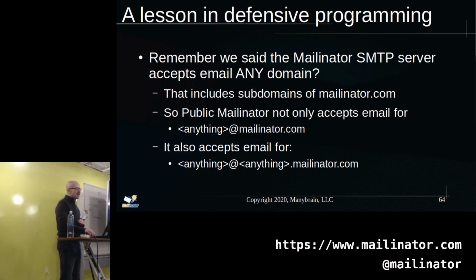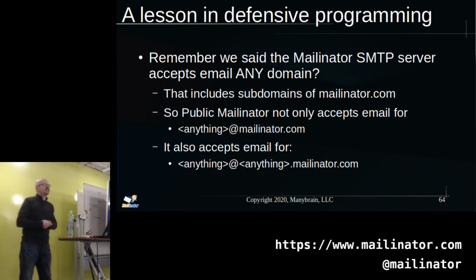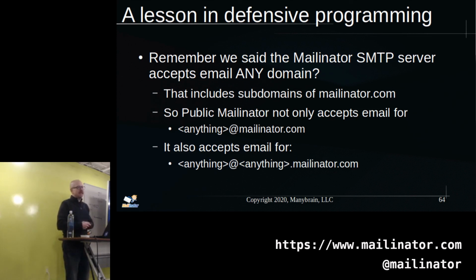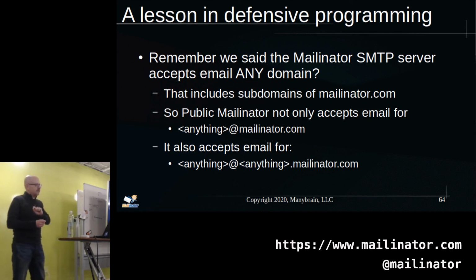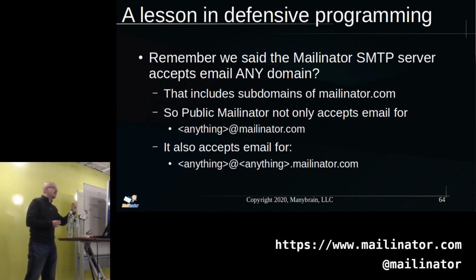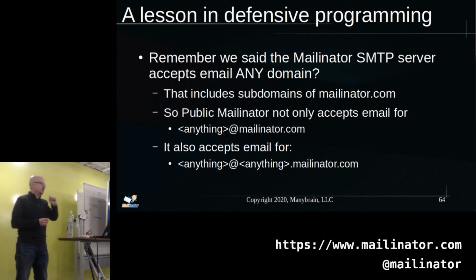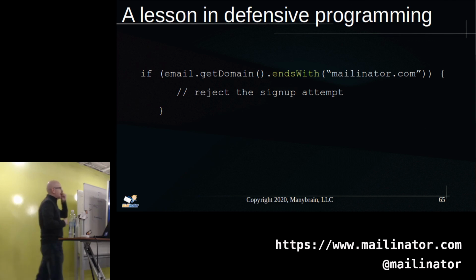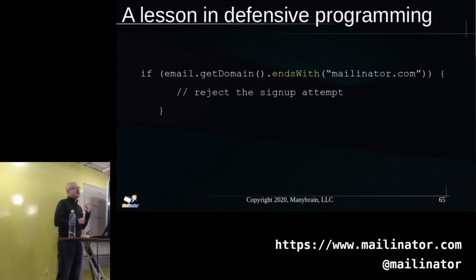Remember we said Mailinator's SMTP server accepts email at any domain? Well, this includes subdomains of mailinator.com. So, public Mailinator not only accepts email for anything at mailinator.com, it accepts email for anything at anything.mailinator.com. So anyway, the right way to write this code is don't use equals, use ends with. But that being said, in about just complete anecdata, about 90% of sites have written the code wrong.